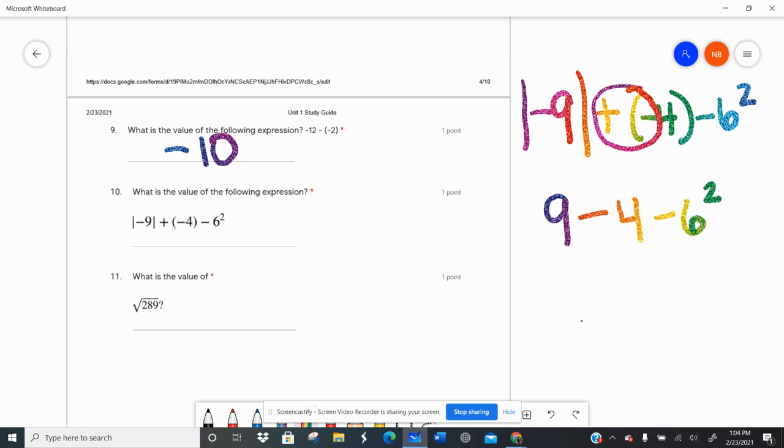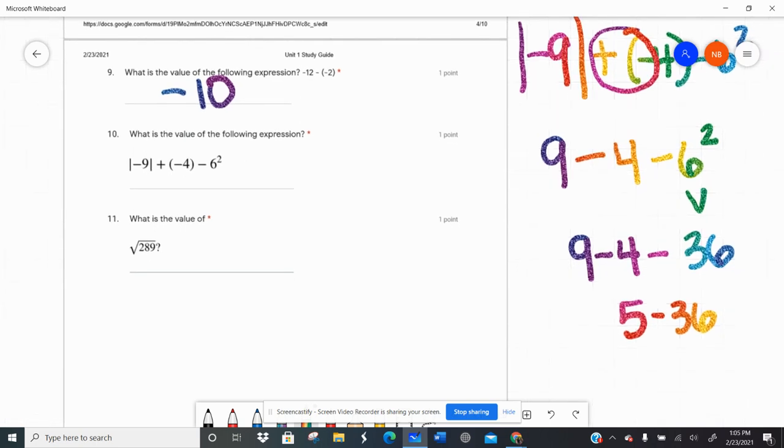-6². I'm going to solve my exponent first. 6² means 6 times 6, which is 36. So now I do 9 minus 4 minus 36. Okay, 9 minus 4 is 5 minus 36. And when I have 5 and I take away 36, I'm going to go in the negatives. -31.